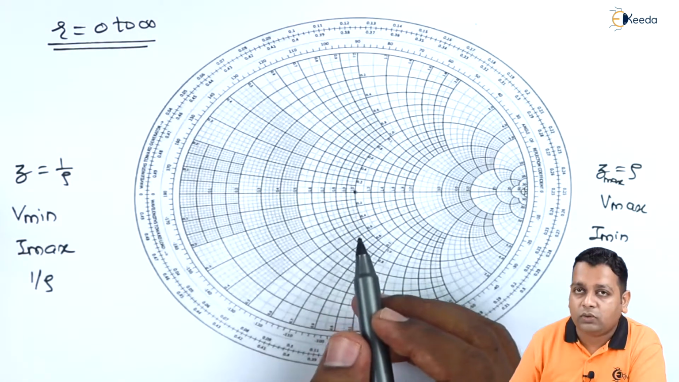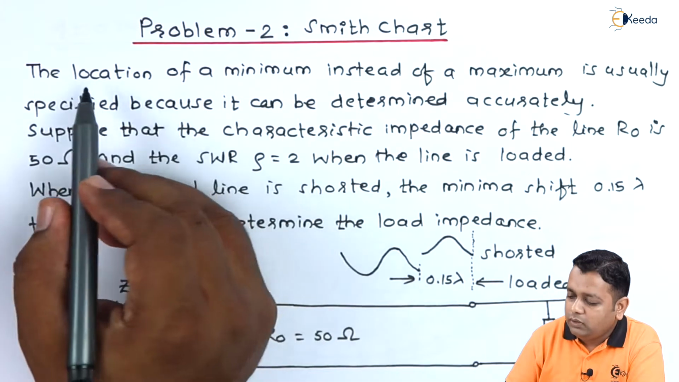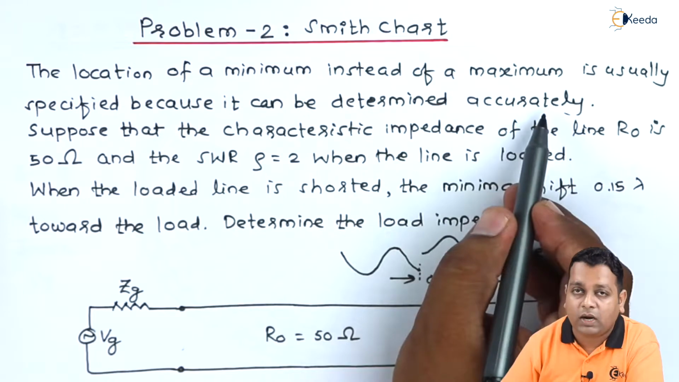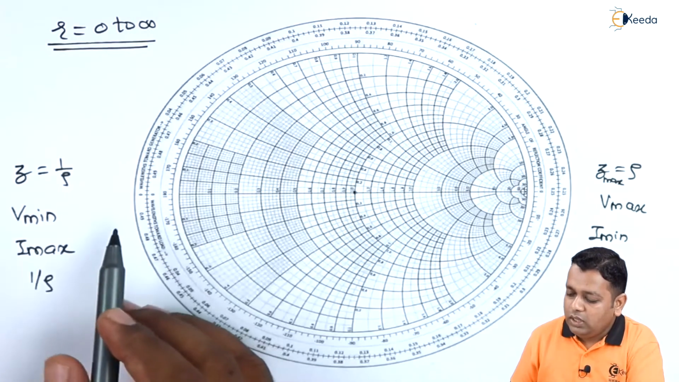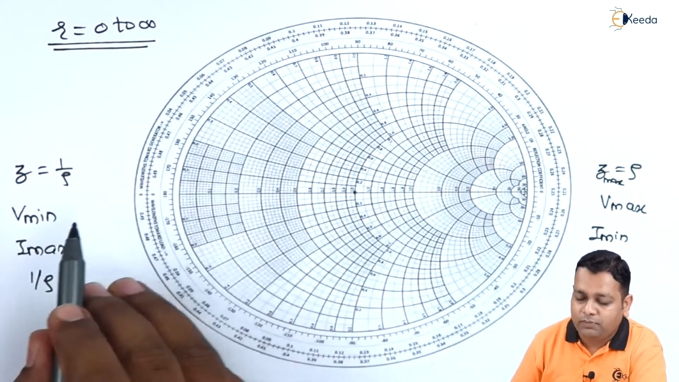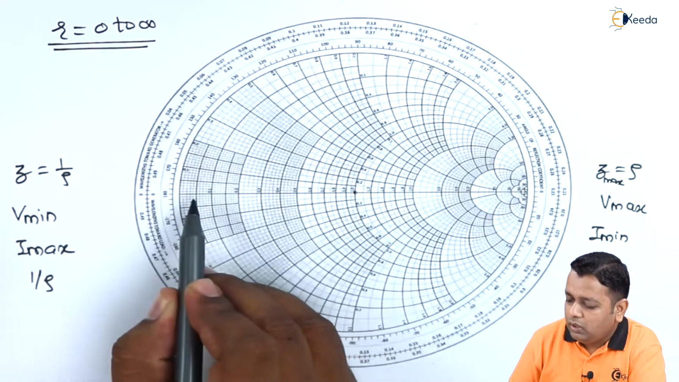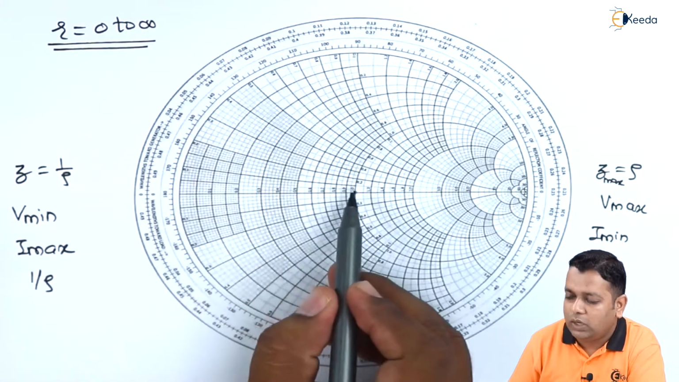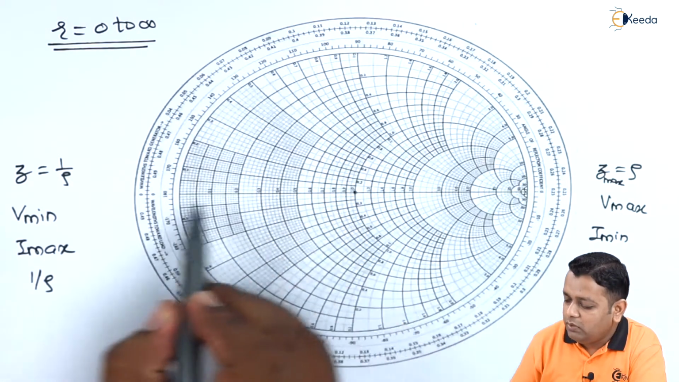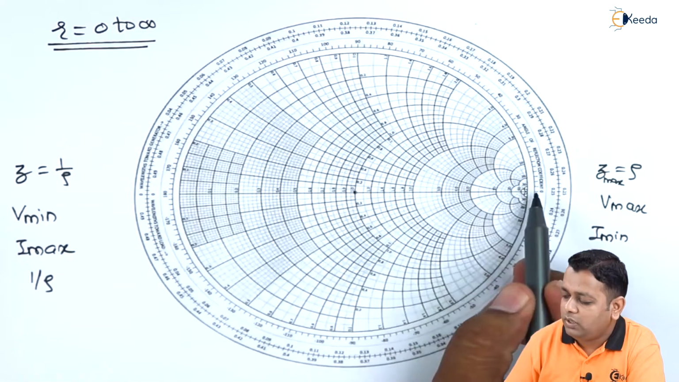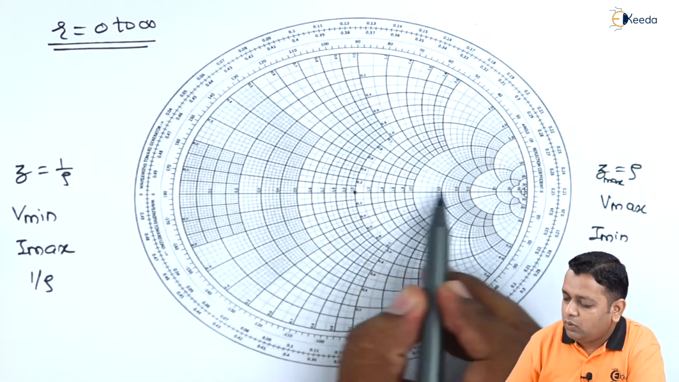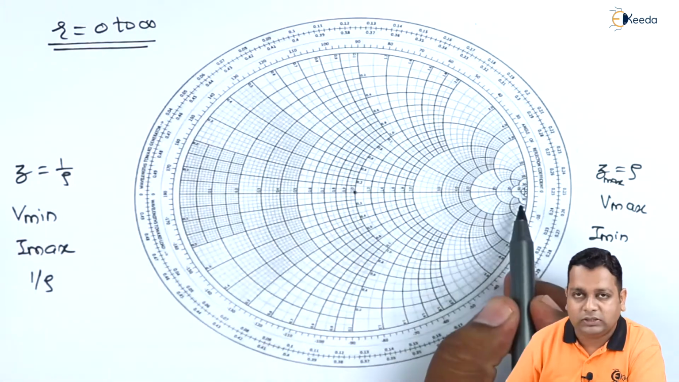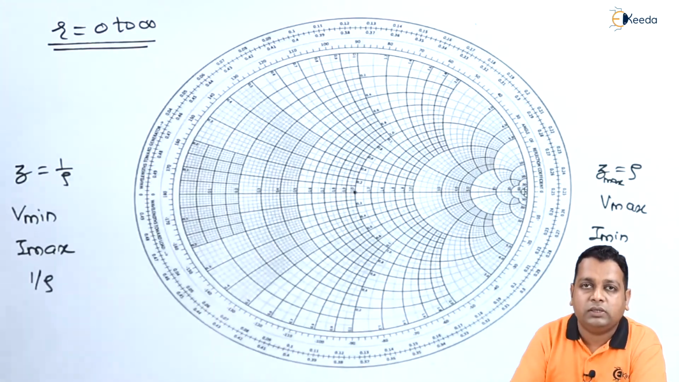Now we shall get back to the problem statement. Here the location of minimum instead of maximum is usually specified because it can be determined accurately. As the minimum is on the left hand side, we can have a proper distinction between the small values between 0 and 1.0. But in the same distance, that is 1.0 up to infinity, we cannot mark a distinct point as the value of R goes on increasing. That is why the statement is made here.